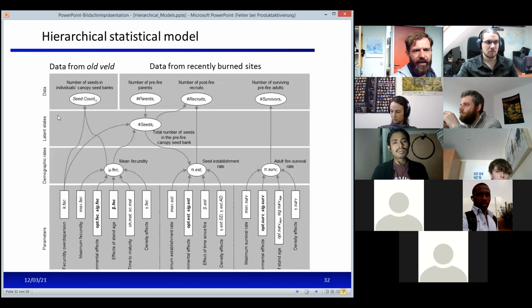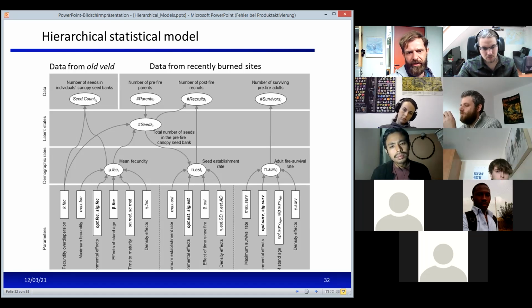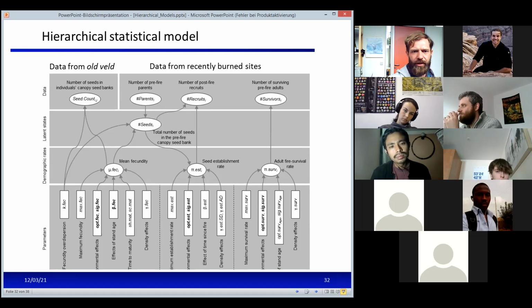And then in our statistical analysis, we wanted to use this data to understand how main demographic rates respond to environmental variation, or to gradients in environmental conditions. And here the rates we're interested in are first the fecundity, then the seed establishment rate, so the chance per seed to become a successful recruit, and finally the adult fire survival rate.